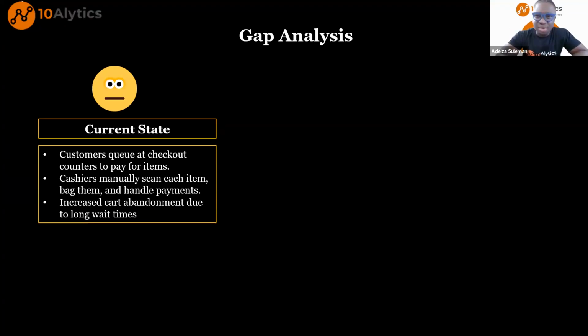You have your current state. What's the current state? Customers queue at checkout counters to pay for items. They have to queue for long. The cashiers manually scan each item, they bag the item, and they also handle payments, which also explains why things move very, very slowly. And lastly, you have increased cart abandonment due to long wait times. So many customers are leaving their carts and leaving the store because they really can't wait for that long.